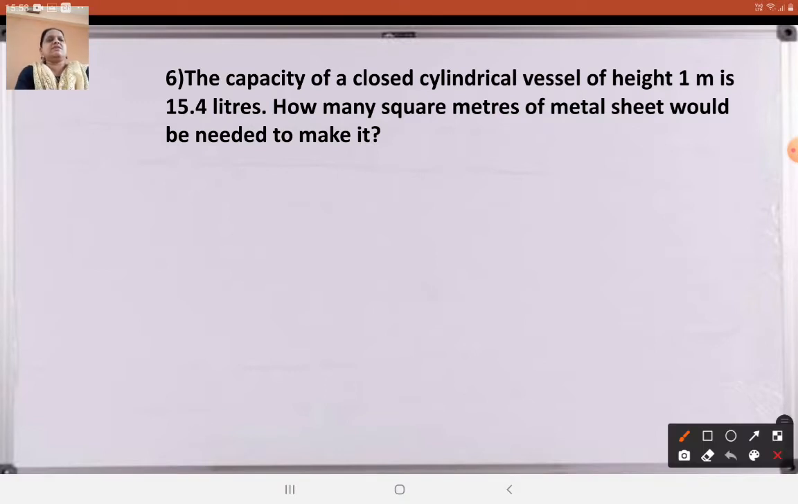What is given? The capacity is given, so that means the volume is given. That is also given in liters, which you convert into meter cube. Height is given. So by using the volume, first of all find the radius. Then what is asked? How many square meters of metal sheet is required? So use that radius and then find the curved surface area.